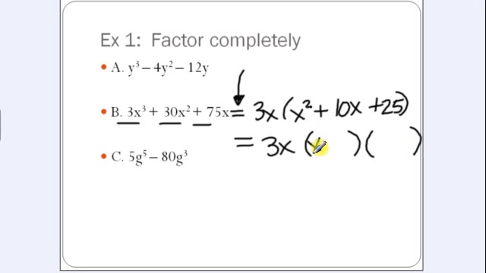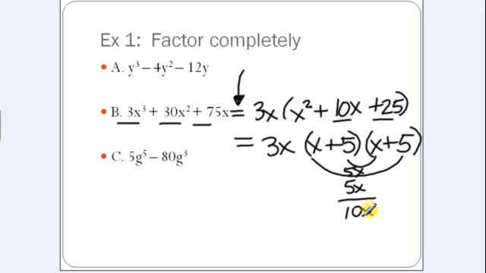I can see I'm going to need x times x to get x squared. Since this is positive and this is positive, I'm going to have plus and plus. And then to get to 25, 5 times 5 would equal 25. And checking outside times outside plus inside times inside, 5x plus another 5x does get me to my middle term of 10x. So my answer I can write as 3x times (x plus 5) squared.